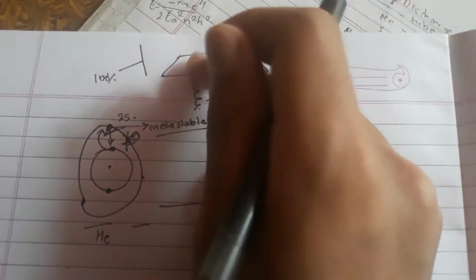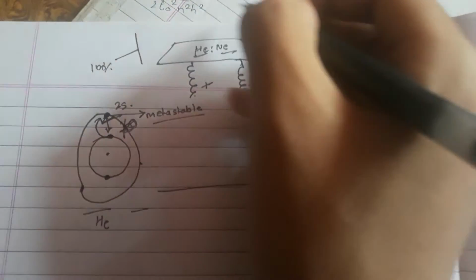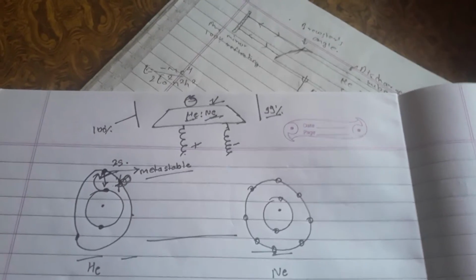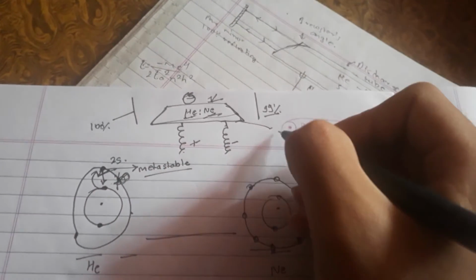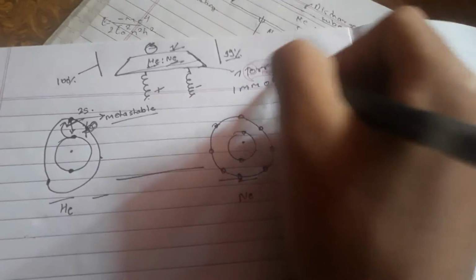Both helium and neon are moving in random directions, and we put helium and neon in such a ratio that it is 5 parts helium and 1 part neon. So basically, if you put 5 liters of helium there, you need 1 liter of neon. Also remember, this chamber is at a pressure of 1 torr. It basically means 1 mm of Hg.